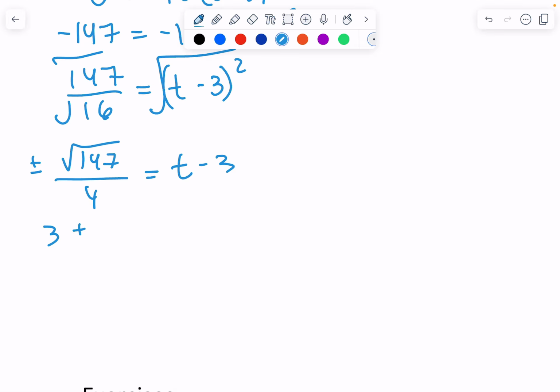Add 3 to both sides, you get 3 plus or minus the square root of 147 over 4. Now, again, this is a word problem. There's a context. So if somebody asks you, how long does it take before the baseball hits the ground, and you say 3 plus or minus the square root of 147 over 4, they look at you like you had 10 heads. So we're not going to leave our answer like that. We are going to simplify it using our calculators.